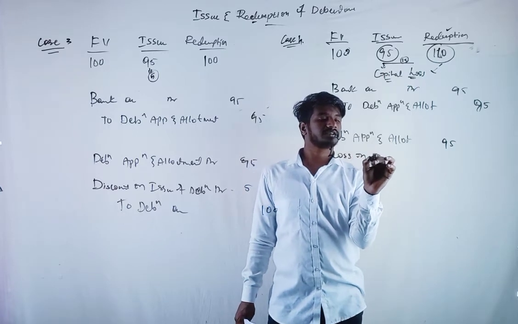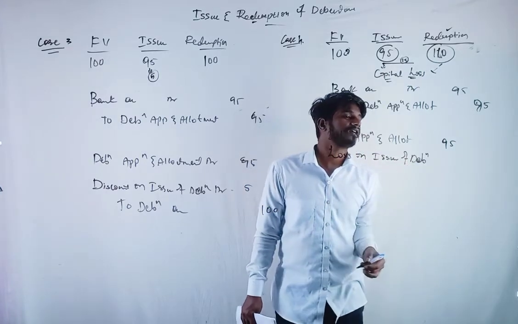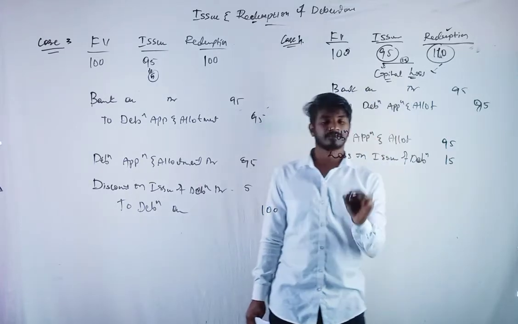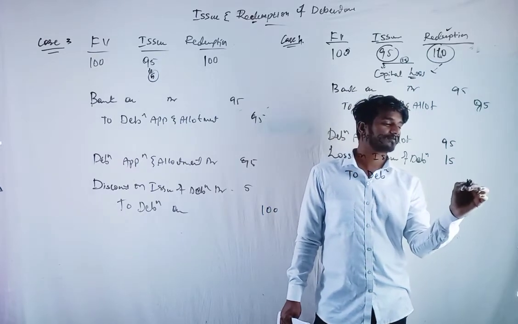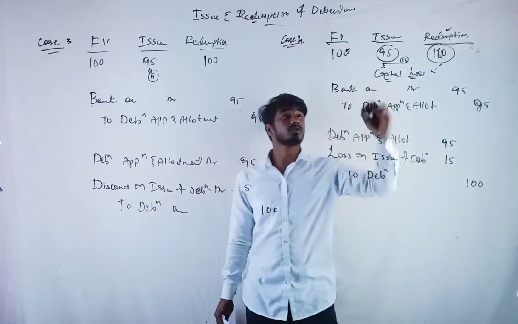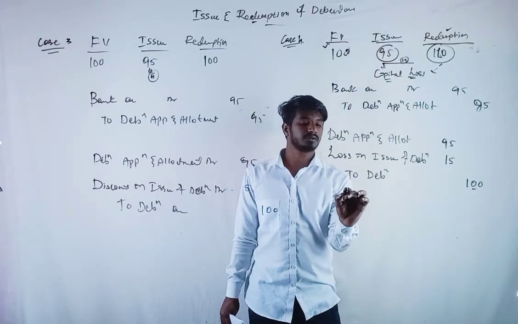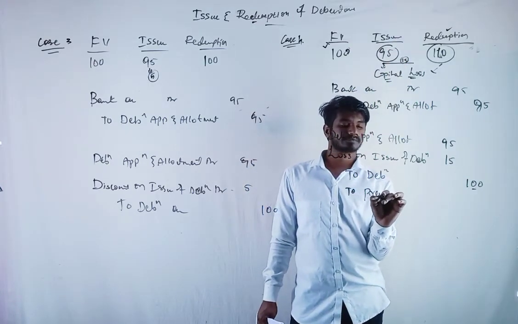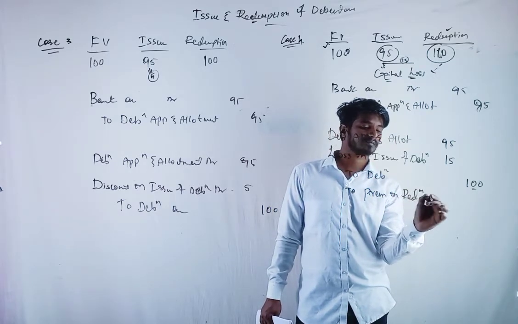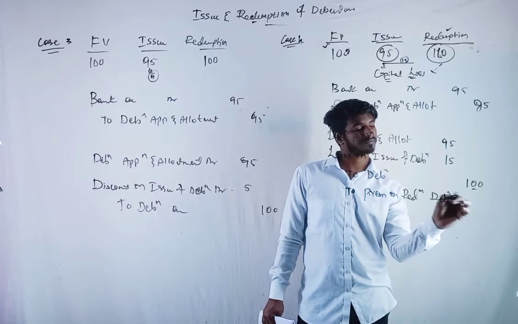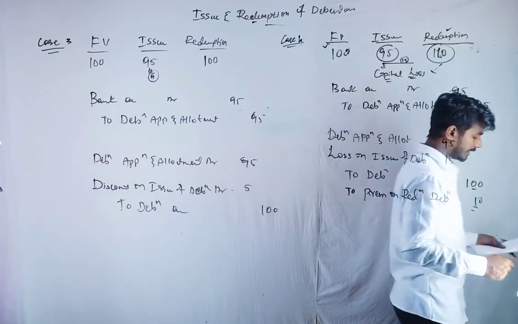Loss on issue of debenture, how much? It is 15, to debenture account. How much does it go? Face value 100, to premium on redemption of debenture 10. In this case the both entries will get merged.